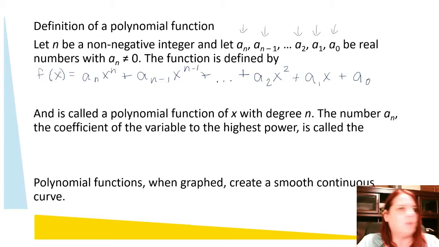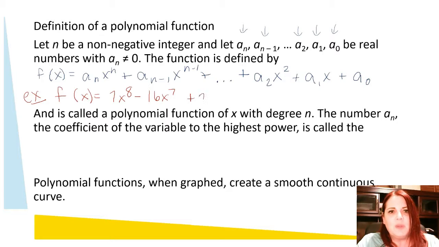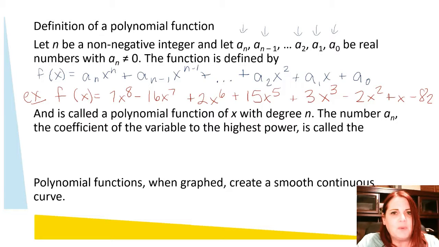Let's just give a real quick example of what that might look like in real numbers. So here's an example. f of x is equal to 7x to the 8th minus 16x to the 7th plus 2x to the 6th plus 15x to the 5th plus 3x cubed minus 2x squared plus x minus 82. Notice we didn't have an x to the 4th in there. That's because its coefficient is 0. And we'll address that in a little bit.